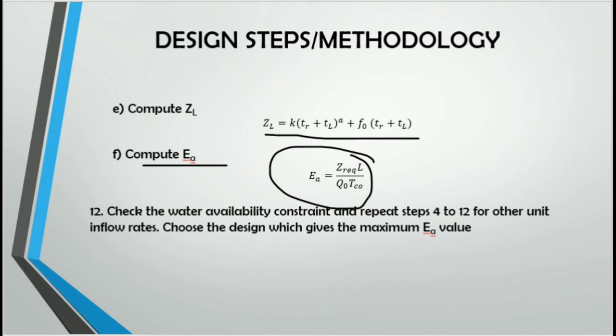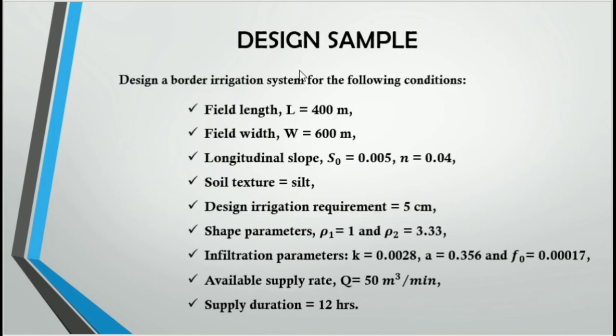So here, let's proceed to the design sample. Design a border irrigation system for the following conditions. These conditions are the information you can collect during your first step. Field length, or your L, 400 meters. Your field width will be 600 meters. So what would be the width of your border strips in order to maximize your field length and your field width, and what is the number of borders you can get over here?